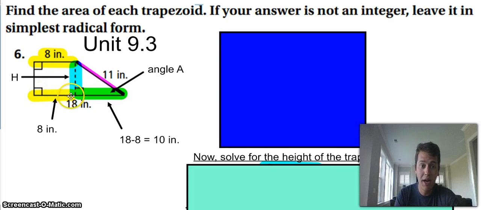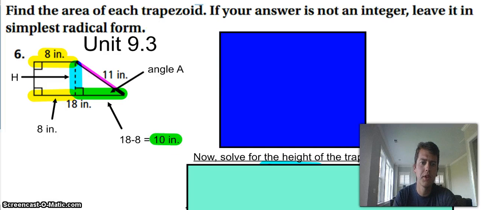And since I know that bottom edge is 8 inches and the entire length of that bottom edge is 18, that lets me know that this green edge right here, the leg of the triangle, is actually 10 inches. Because I can just take the difference of the 18, subtract away that 8 inches, and find that this green edge is 10 inches. So I'm actually going to highlight that in green to make that a little bit more obvious.